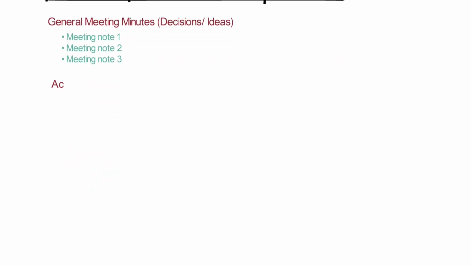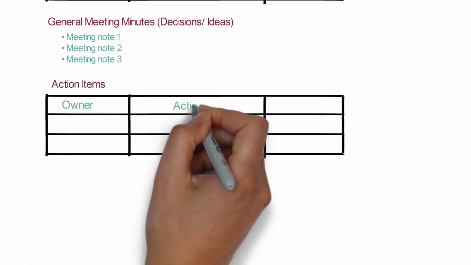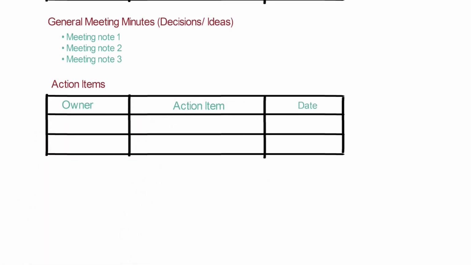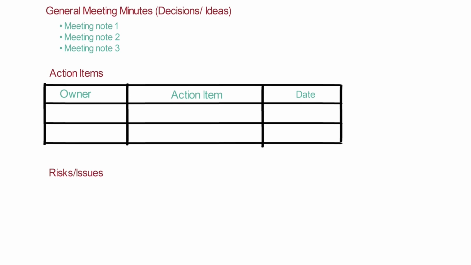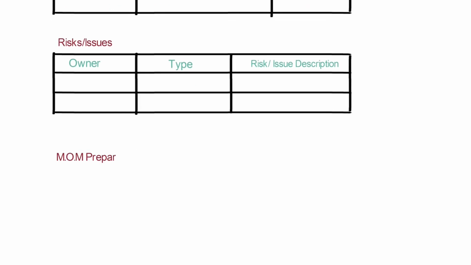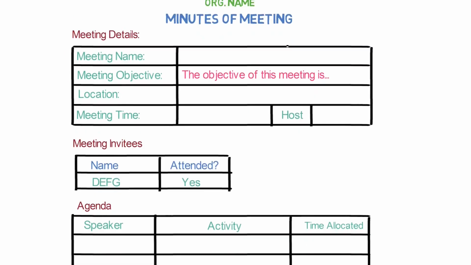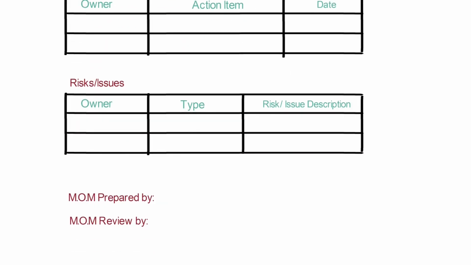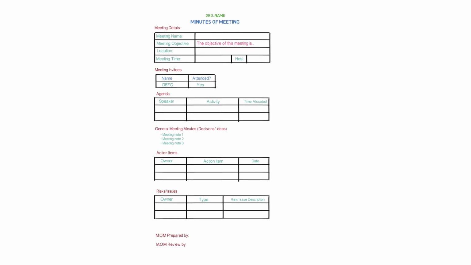Number 6, write the action items, action owner and deadline to finish the task, and risk or issues, action owner and description of the risk or issue. Finally, write the name of the person who created the minutes of meeting and the reviewer who reviewed it. So this is the format of meeting minutes. Please note, this is not a fixed format of meeting minutes. There will be some variations, but you can use this format for standard purpose.